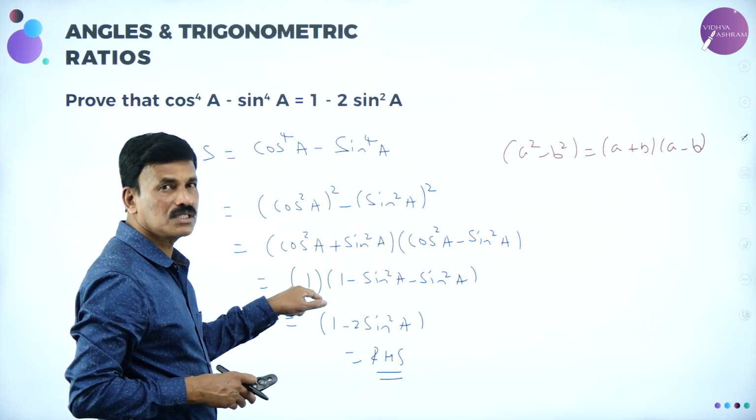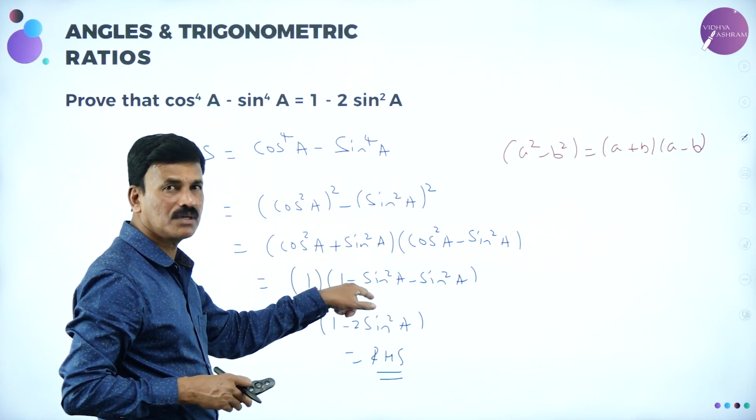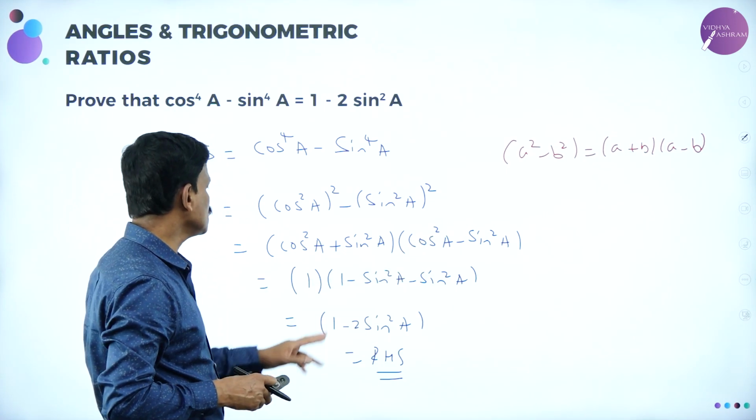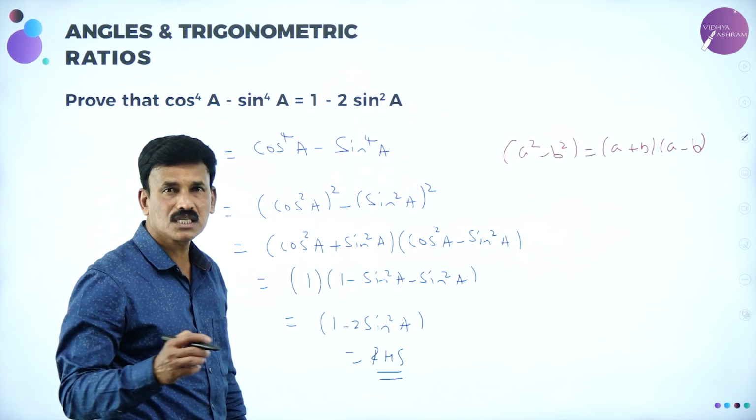Cos square theta plus sin square theta is 1, into 1 minus cos square A, which is 1 minus sin square A, minus sin square A as it is. 1 minus sin square is 2 sin square. 1 minus 2 sin square A, which is the required answer.